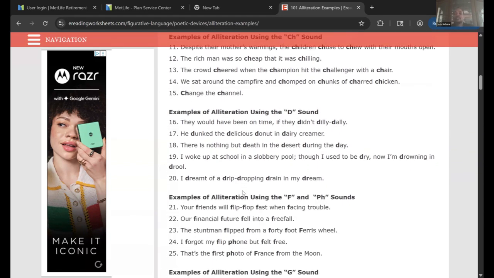Next, examples of alliteration using the D sound. Who can try that? Someone else want to try? Someone else. I want someone to read from 16 to 19. Anybody? Any volunteer?